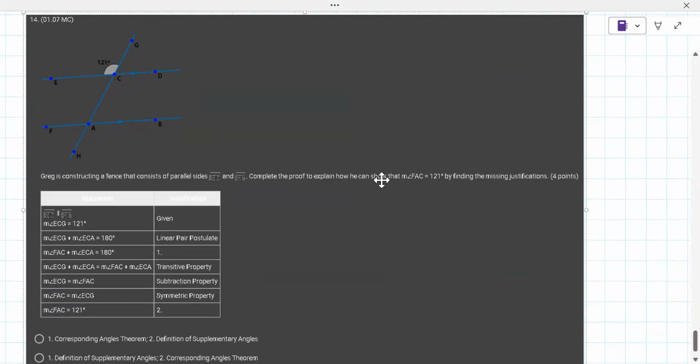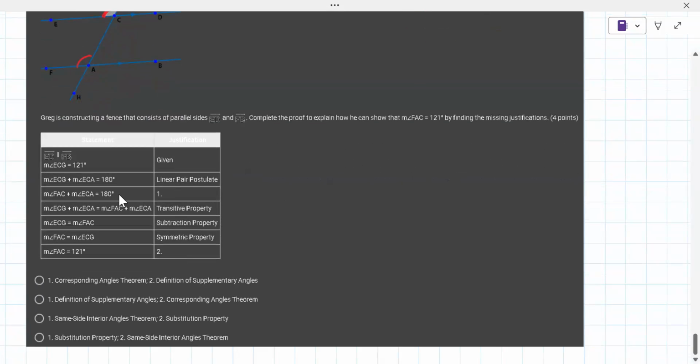Complete the proof to explain how he can show the measure of angle FAC, F to A to C, is 121 degrees. Okay. So that's this angle right here. And it is congruent to this one up here. Those are called corresponding angles, but that may not be the answer. We need to actually do what this wants here, which is to figure out what goes in line one, position one. So let's look at the thing on the left here.